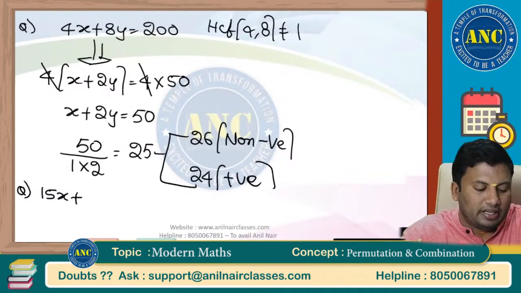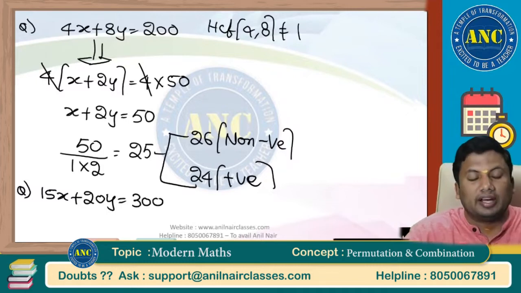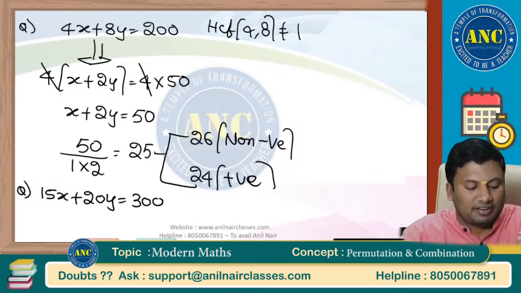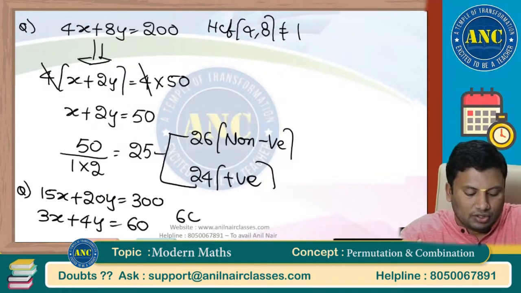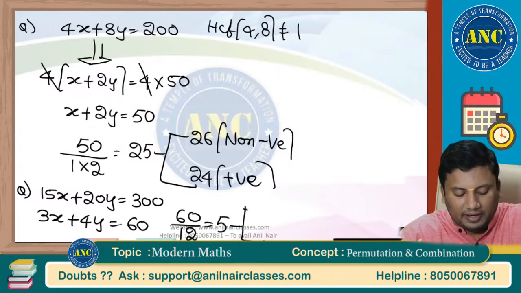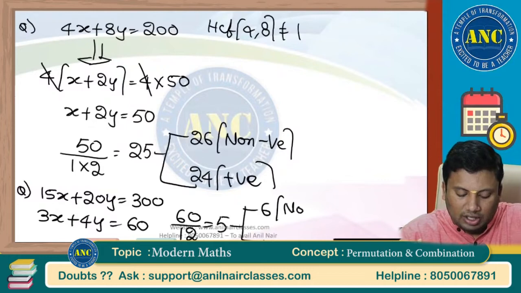15x plus 20y equals 300. Both are multiples of 5. They are not co-prime. 5 3s are 15, 5 4s are 20. It is nothing but 60. So here it is 60 by 12, which is nothing but 5. So the answer is 6 non-negative and 4 positive.